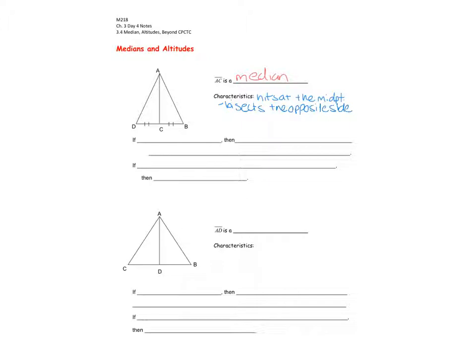But really, to be a median, the segment has to start at the vertex of a triangle and then be drawn to the midpoint of the opposite side. We have two new theorems relating to medians as well. The first one is the straightforward way. If a segment is a median, then it hits at the midpoint of the side to which it is drawn.